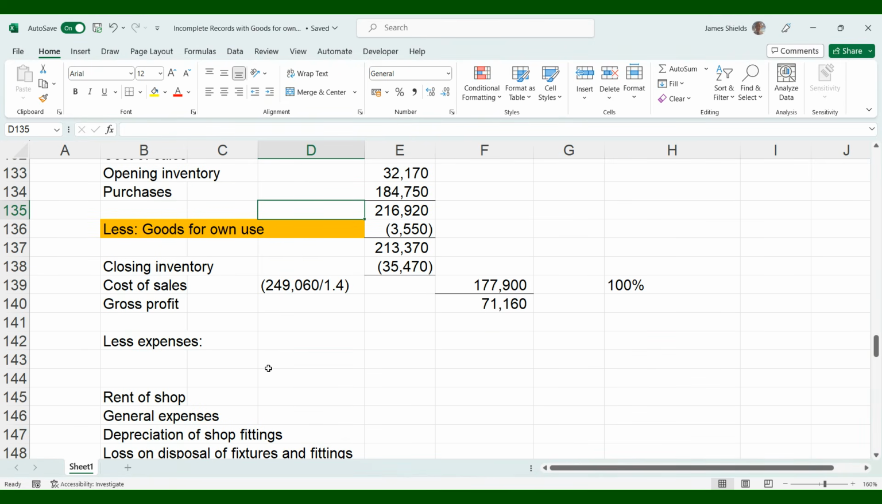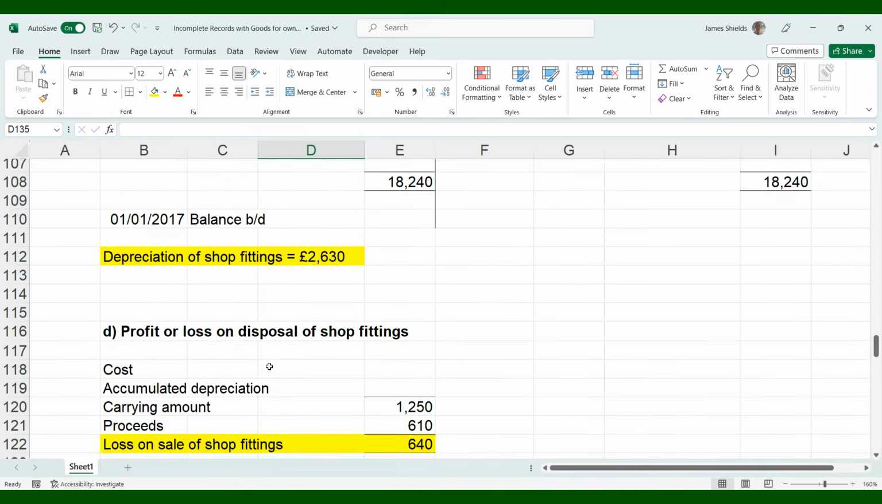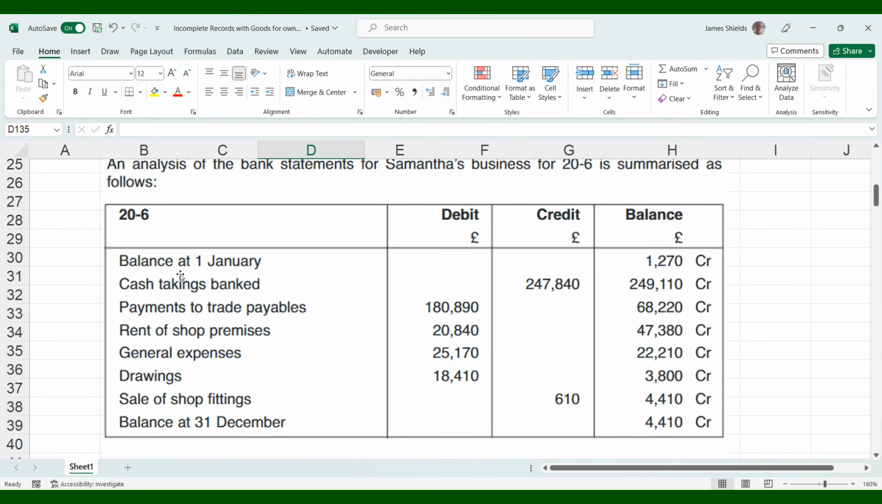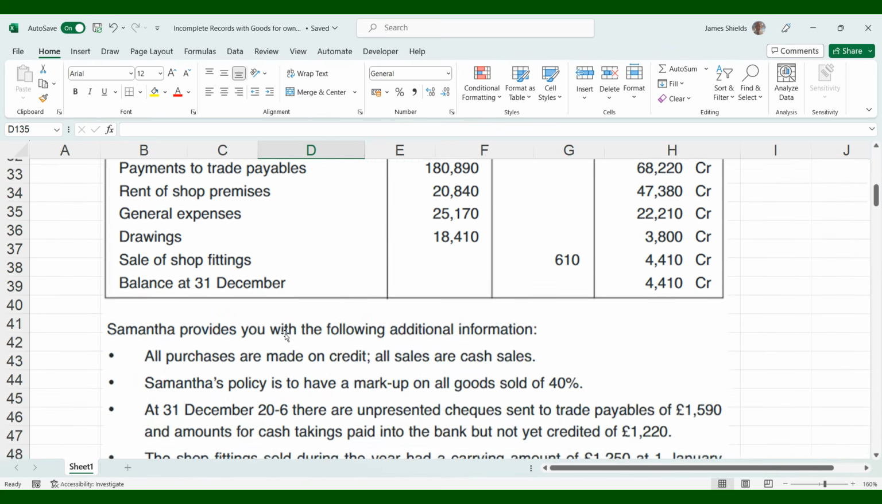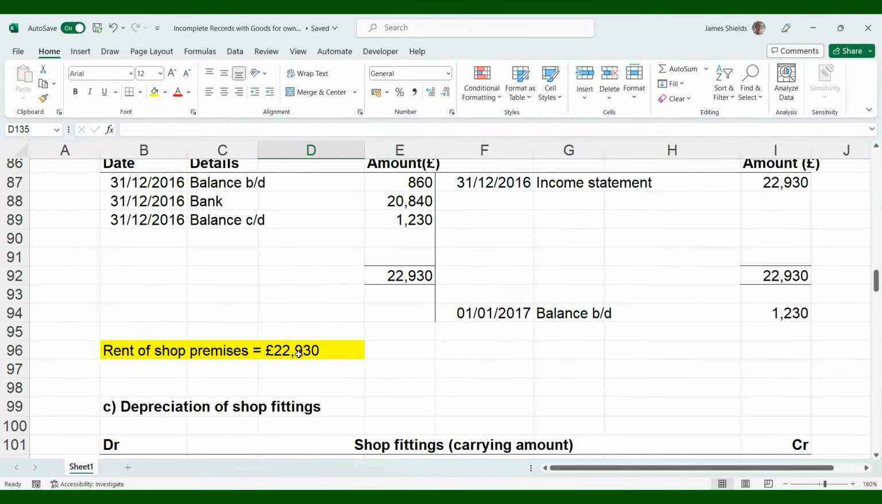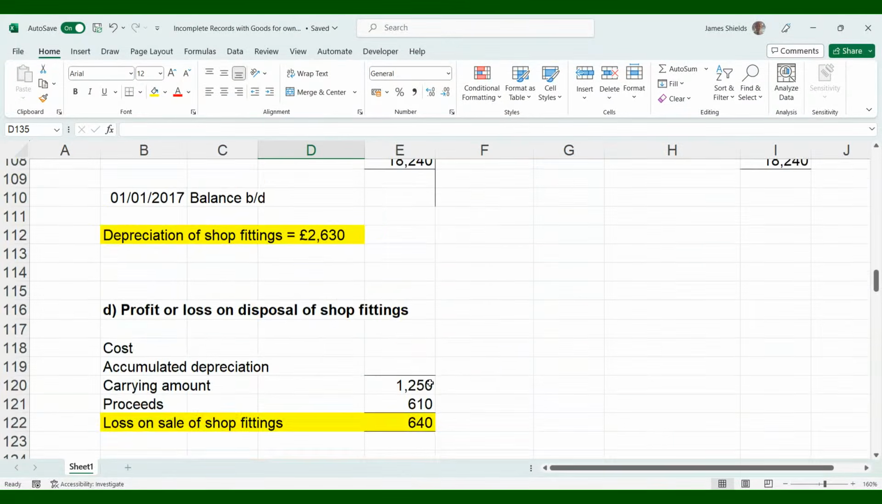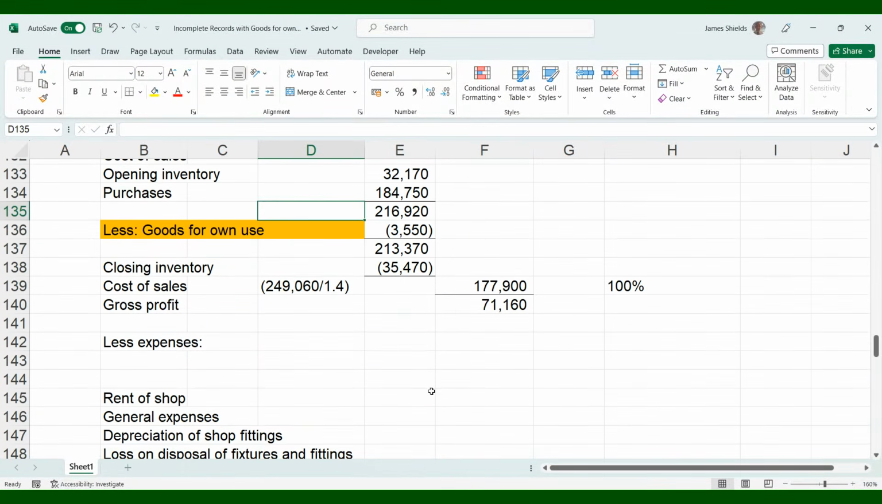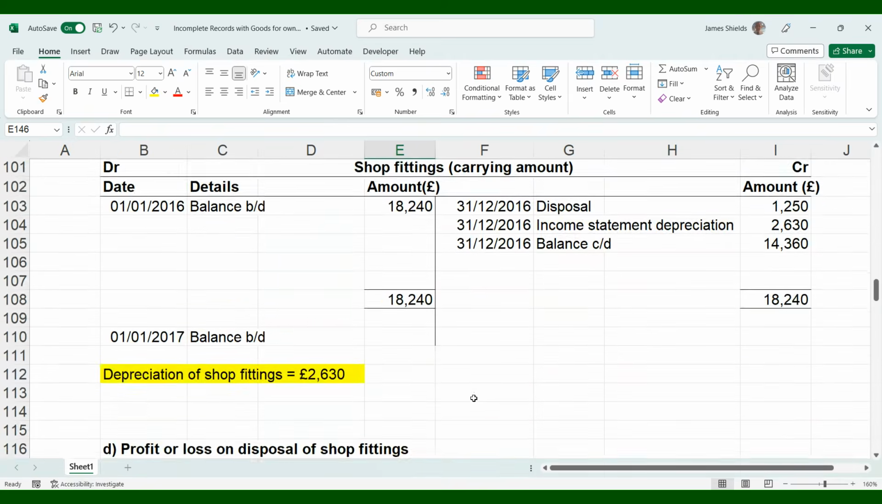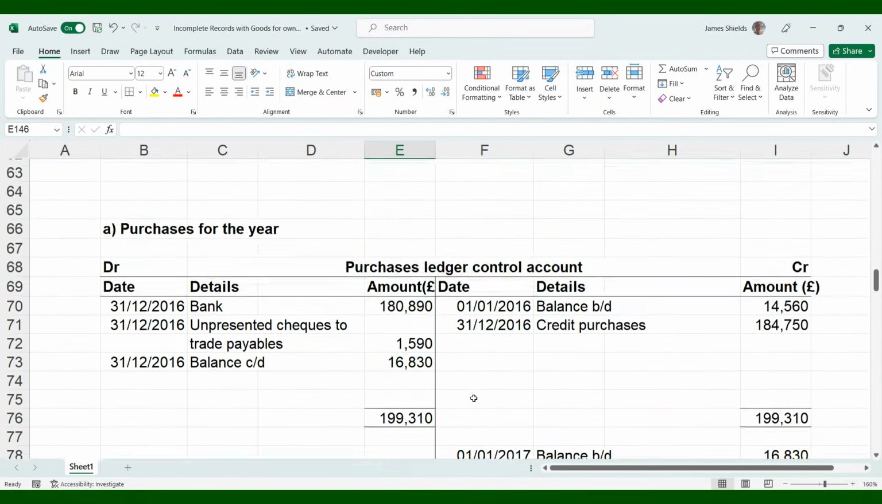So my expenses. So the way I work them out is I go to my bank statement and I'll see what the first expense is. So going down here, the first expense is rent of shop premises. Now you'll remember we worked out the rent of shop premises figure for the income statement a little while ago. So let's find out the shop premises rent then. Here we had £22,930. So in my income statement, I put down £22,930. Let's just check that, 22,930. There we go, yep.